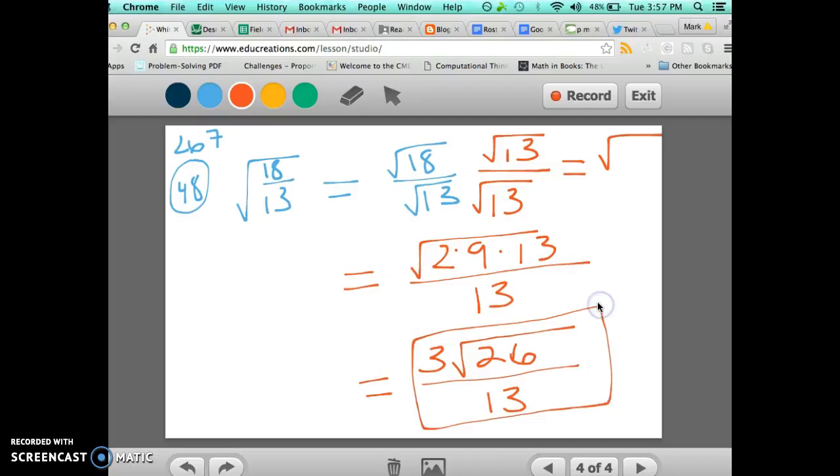Now, if there were any steps that seemed like they got skipped, basically what I did was square root the 9. Because it's a perfect square, I could take it out of the radical. The square root of 9 is 3. And then 2 times 13 equals 26. So there's the 2, there's the 13, so there's 26. And that stays in the radical. So those are the shortcut steps I took. Alright.